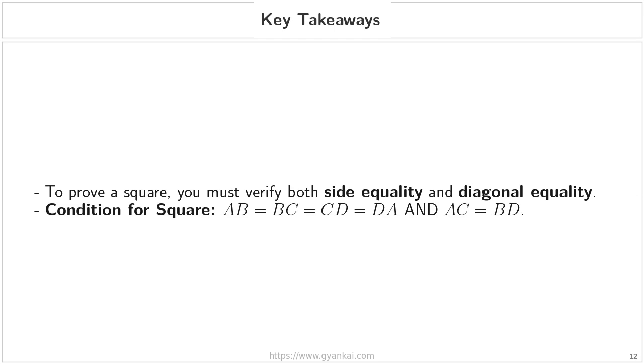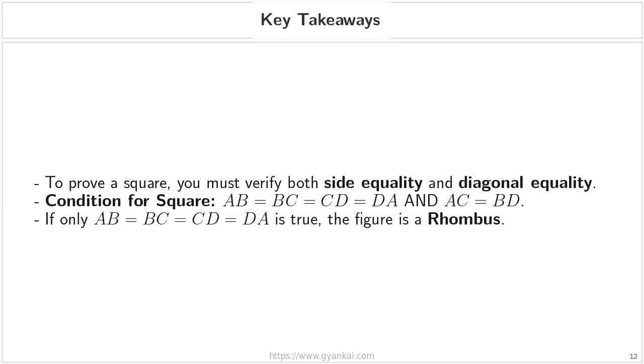To put it into a mathematical condition, a quadrilateral is a square only if side AB equals side BC, which equals side CD, which equals side DA, and at the same time, diagonal AC must equal diagonal BD. It is very important to distinguish between different shapes. If you find that only the condition where AB equals BC, equals CD, and equals DA is true, then you have only proven that the figure is a rhombus. It might not be a square unless those diagonals are also equal.